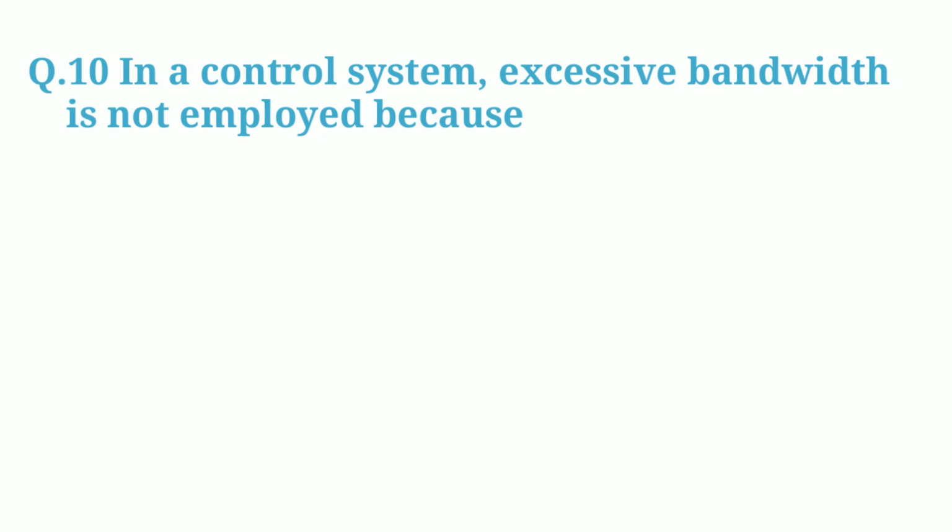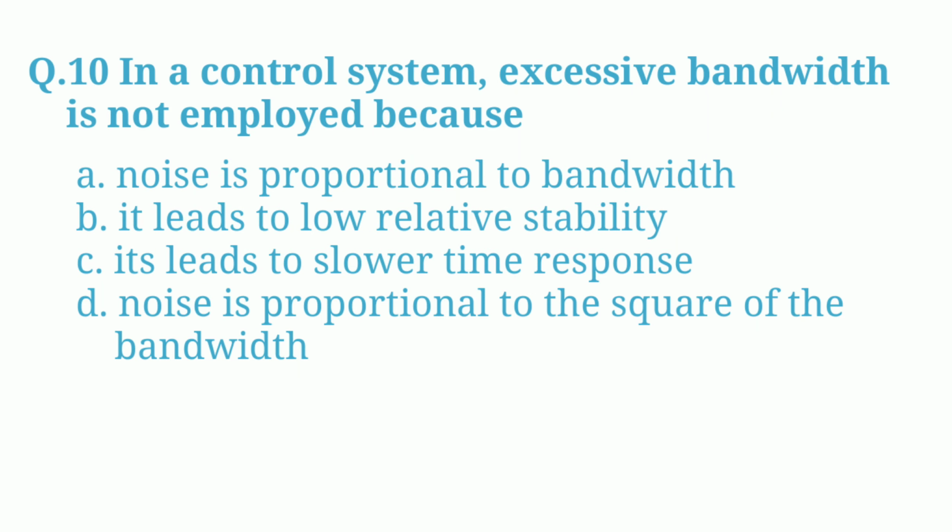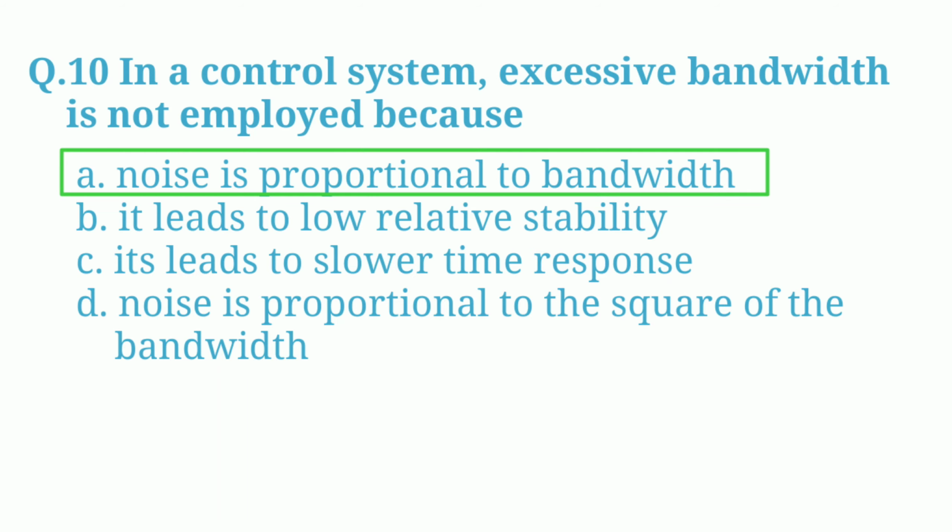Question 10. In control system, excessive bandwidth is not employed because A. Noise is proportional to bandwidth, B. It leads to low relative stability, C. It leads to lower response, D. Noise is proportional to the square of the bandwidth. And the correct answer is noise is proportional to bandwidth.